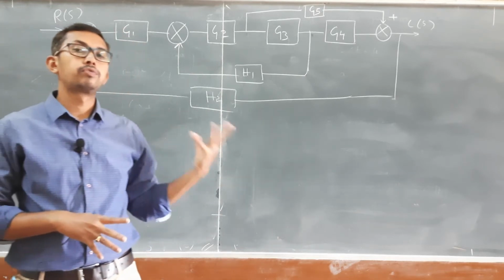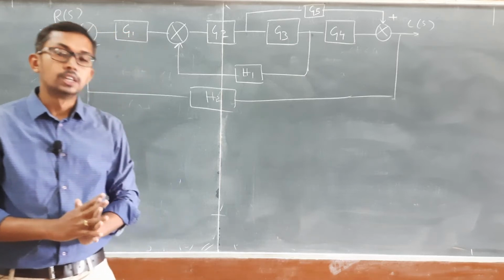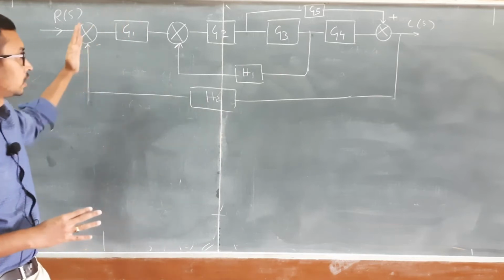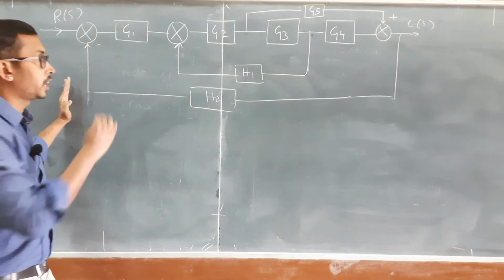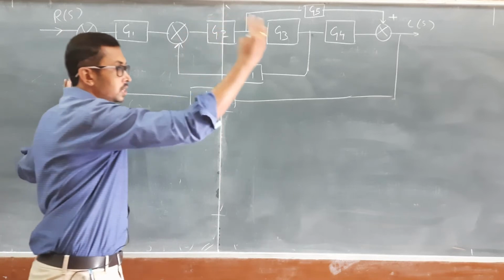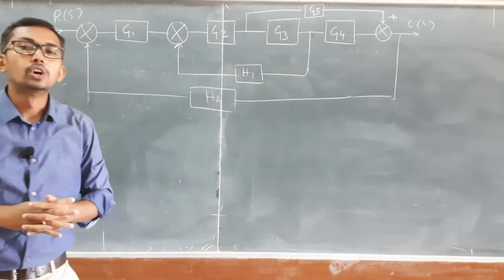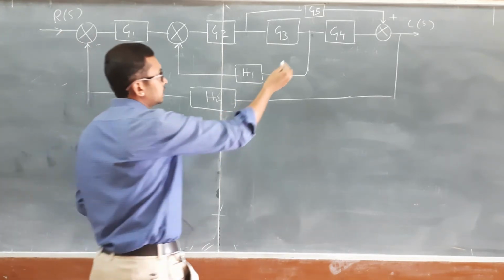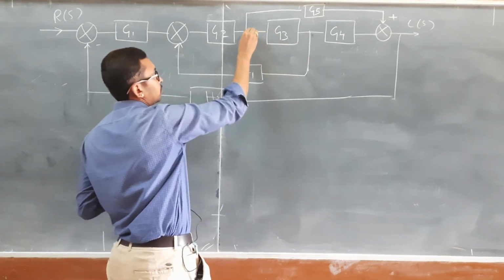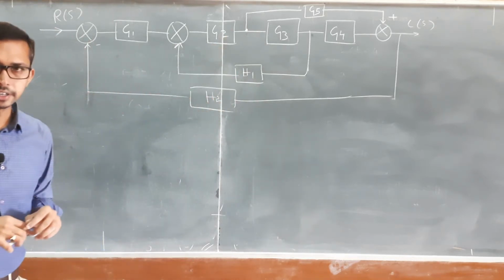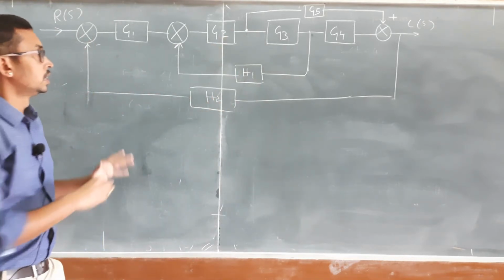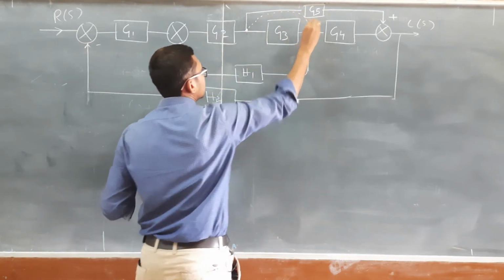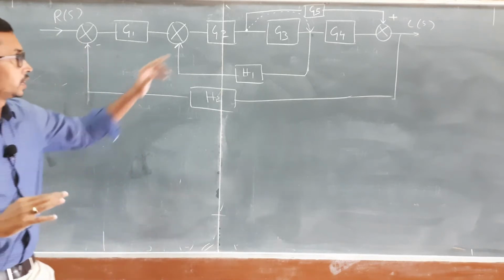So what is step number 4? Step number 4 says try to shift the summing points as much as possible to the left side and try to shift the takeoff points as much as possible to the right side. So that is step number 4. In this condition, I am going to consider this takeoff point. I am going to shift this takeoff point after the block G3. Shifting the takeoff point.